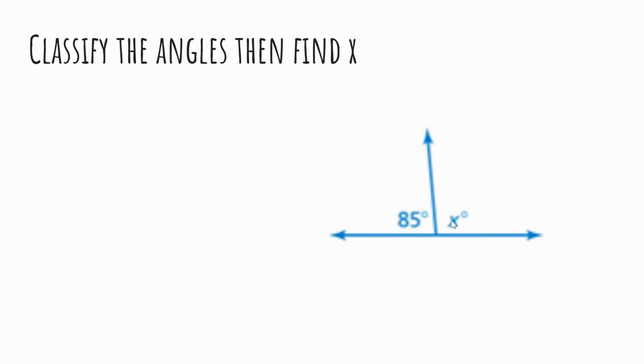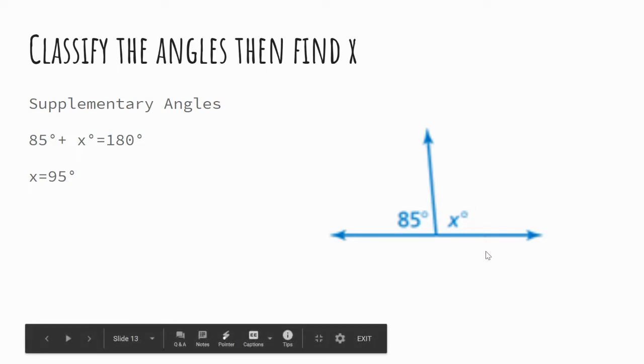Right. Now let's come here. So these are supplementary angles. The two angles add up to 180 degrees. So I know that 85 degrees plus x degrees is 180. Subtract 85 from both sides. X equals 95 degrees. You notice we have the degree symbol here because x is the actual angle itself.